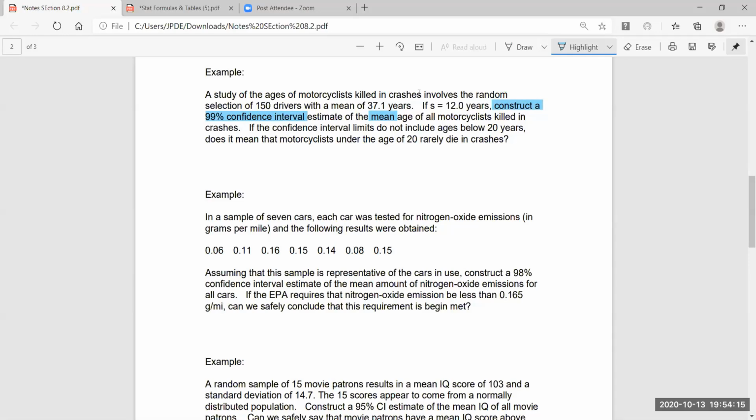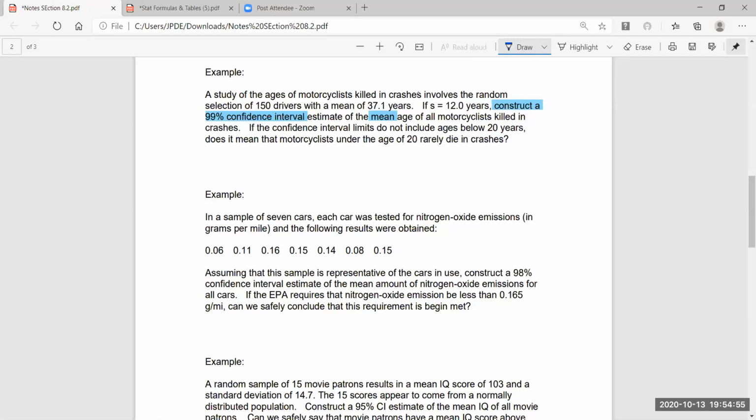And then it has a question here. It says, if the confidence interval estimate or limits do not include ages below 20, does that mean that motorcyclists under the age of 20 rarely die in crashes? What you want to do first is get the interval. After you have the interval, use the interval to answer the question. Really that's the point of our statistics. We're analyzing some data, we're coming up with a conclusion, and then we want to say, well, what does that mean? So we're making some sort of decision based on those numbers.